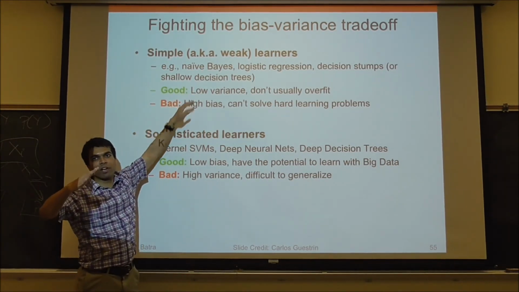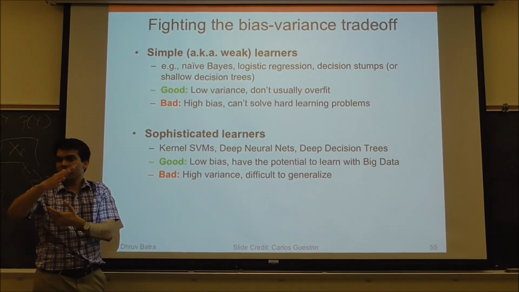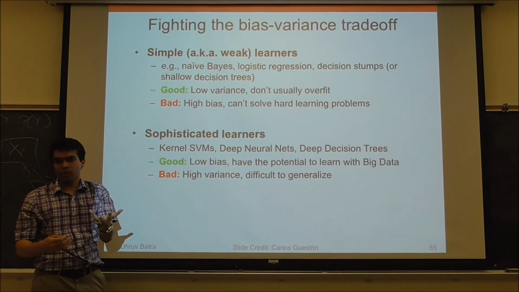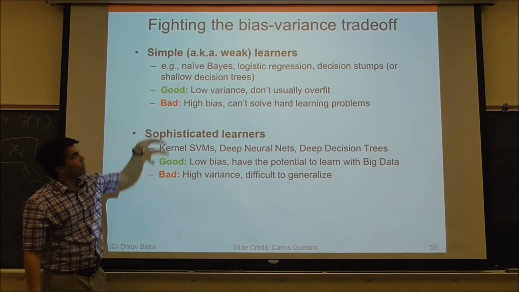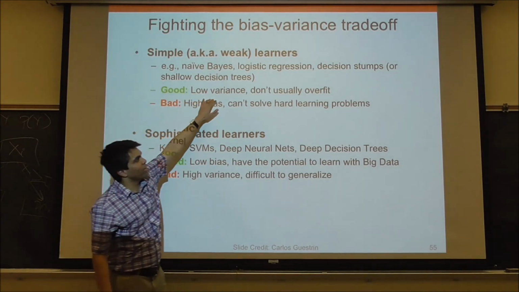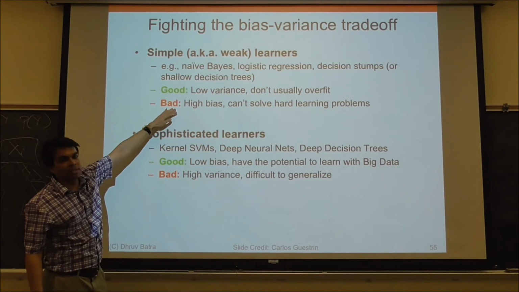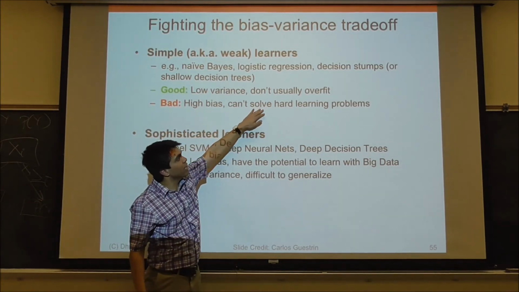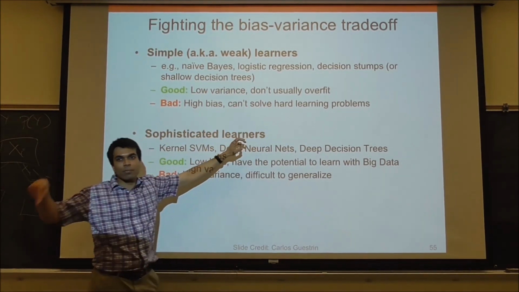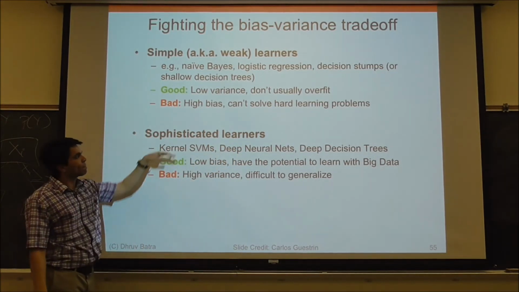But simple learners are going to have low variance. So a linear classifier, if you subsample your data, is not going to change a lot, because it has very few parameters that it has to learn. It doesn't need a lot of training data. So simple linear methods will have low variance, and they're not usually going to overfit, but they have high bias, and they will not be able to learn really difficult learning problems. So if the concept that you're trying to learn requires a nonlinear decision model, simple methods won't be able to do it.